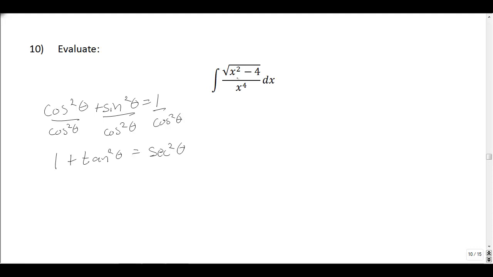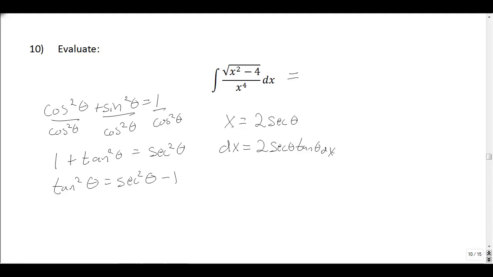And now I want to get the trig function squared minus a constant, so I can subtract the 1, and I get tan squared theta equals secant squared theta minus 1. So except for the 4 versus a 1, we can correct for that. That's essentially what we have. So what I'm going to do is let x equal essentially secant theta, but I want to make x squared 4 secant squared theta, so I'm going to put a 2 here because 2 squared would give me 4. And then dx would be 2 times the derivative of secant theta, which is secant theta tangent theta, and then d theta.